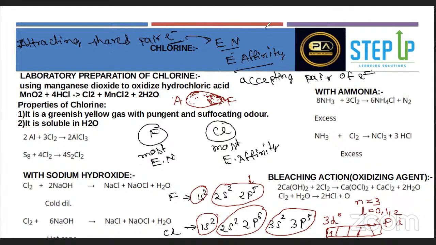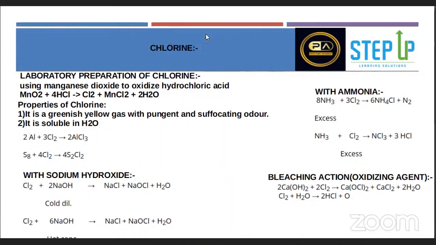But if I'm talking about the highest electron affinity, we have to talk about what? Chlorine. So chlorine is the element which has the highest electron affinity. Fluorine has the highest electronegativity. Okay. Now, we are talking about group 17. So in group 17, the first thing we'll be reading is chlorine.